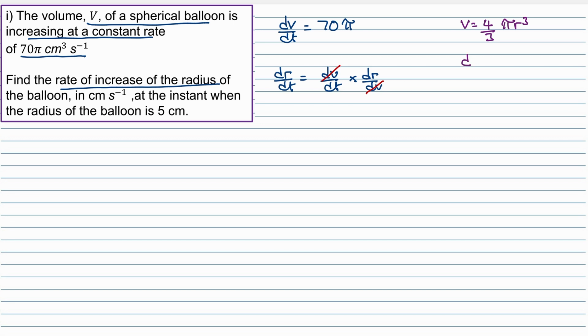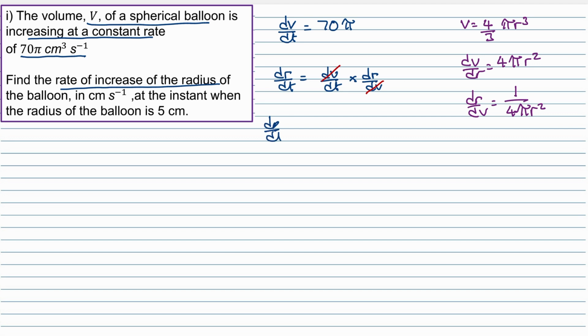So we can differentiate this with respect to r, and we'll get dv by dr. We'll multiply the 4 by the 3, we'll get 12 over 3. So this will become 4. And then we'll take away 1 from that power, and we'll get 4 pi r squared. So dr by dv will be the reciprocal of this, 1 over 4 pi r squared. And now we can substitute this back into here.